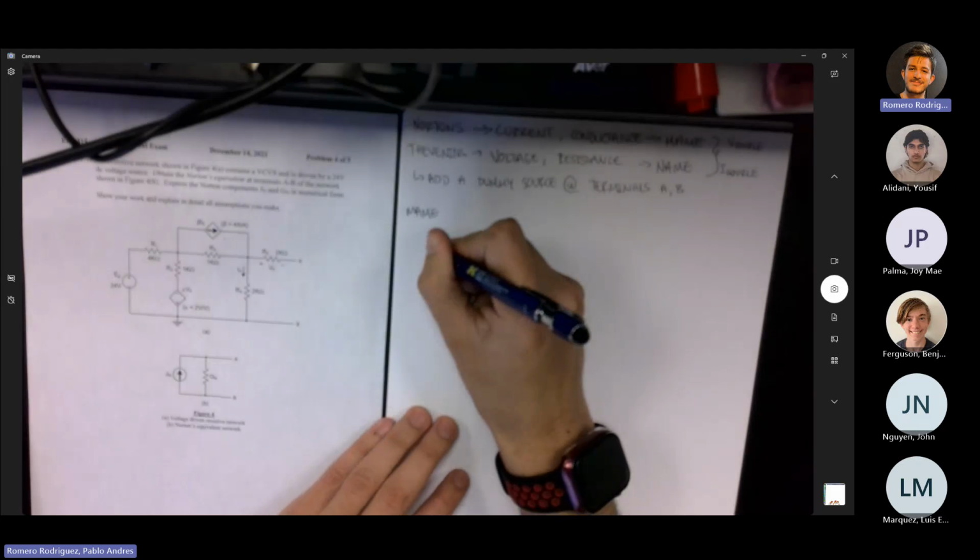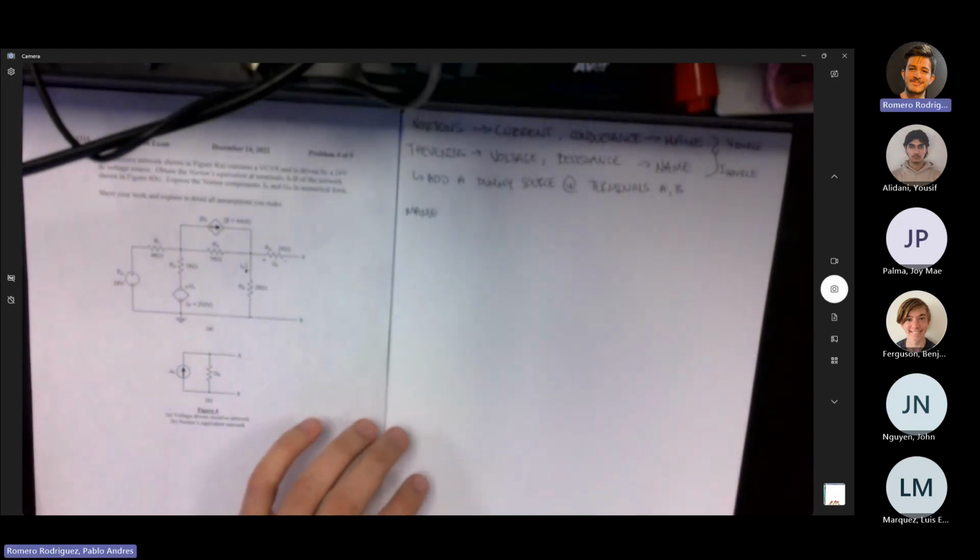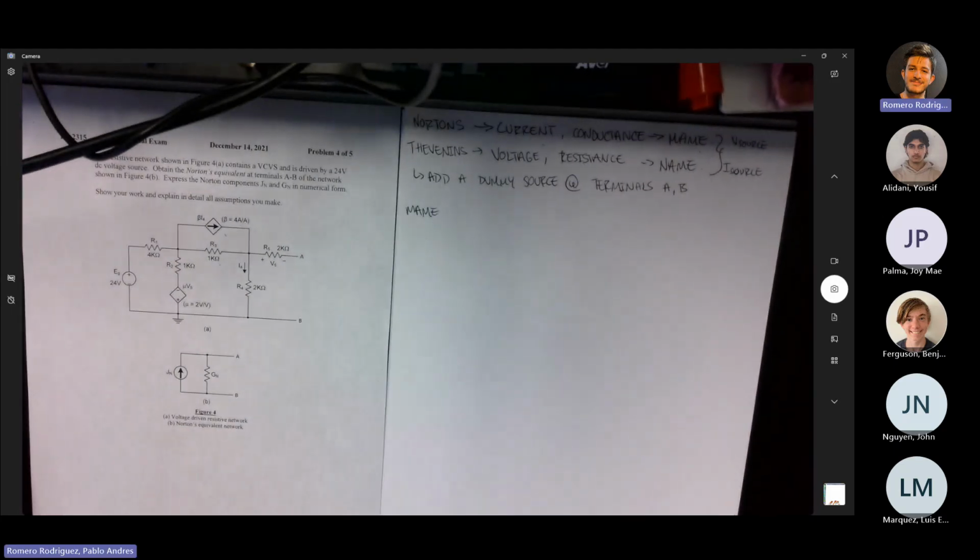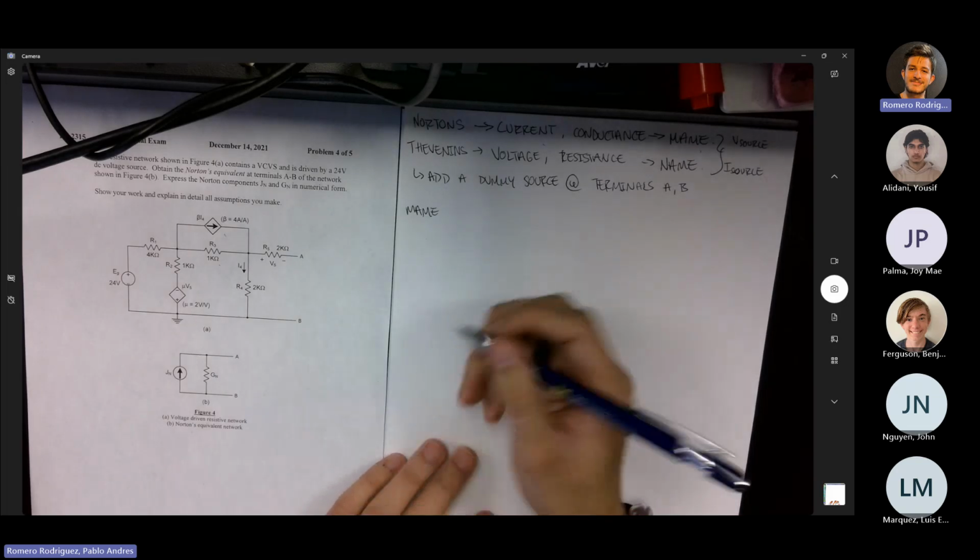So let's redraw the circuit first. This thing would focus. I'm still surprised that there's not a way to turn off the autofocus. Yeah, it's a weird camera. I don't even know why.